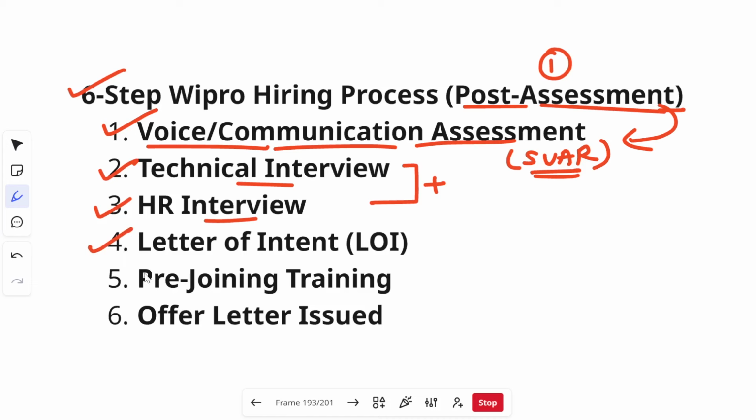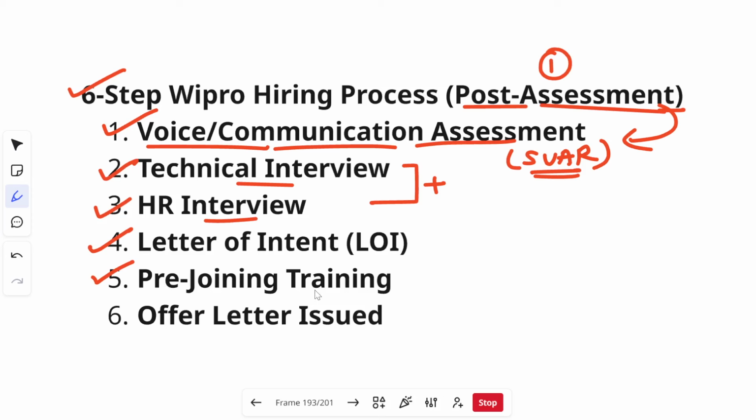Now talking about the letter of intent. After you have cleared your interviews, after some time you will receive your letter of intent, which you need to accept. Letter of intent means that you have successfully cleared all the hiring process and are now ready to join Wipro. Before you get the final offer letter, there will be a pre-joining training done by the company, and this is a virtual training. You will not be paid.